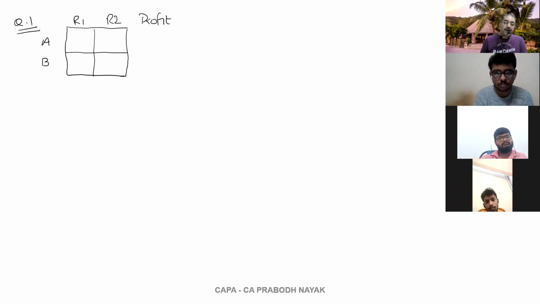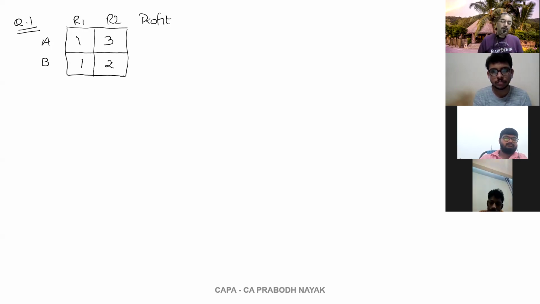So each unit of A requires 1 unit of R1 and 3 units of R2. So A requires 1 unit of R1 and 3 units of R2. Each unit of B requires 1 unit of R1 and 2 units of R2. Okay. So 1 unit of A requires 1 unit of R1 and 3 units of R2. 1 unit of B requires 1 unit of R1 and 2 units of R2.